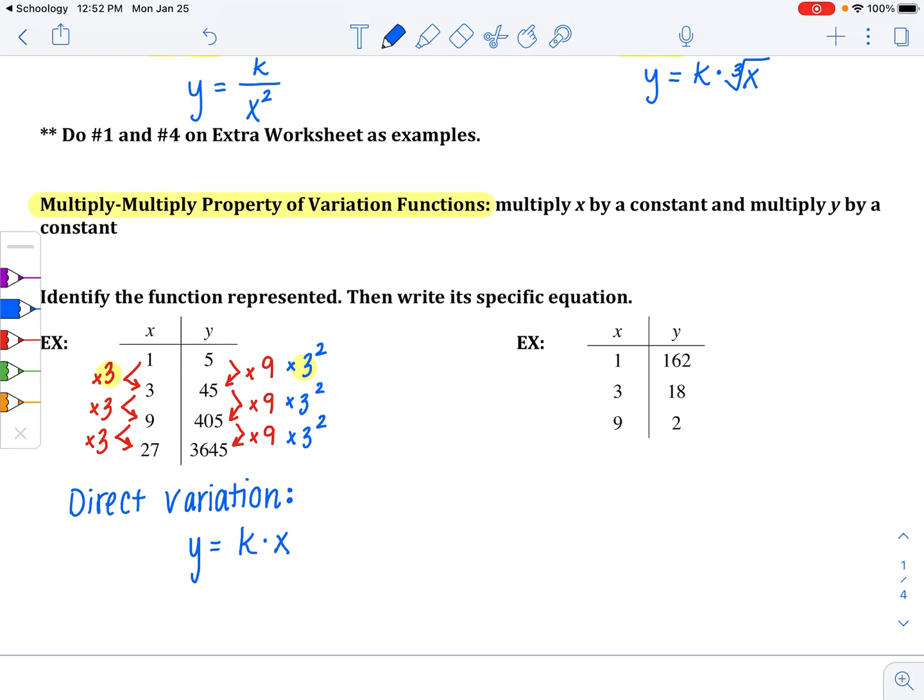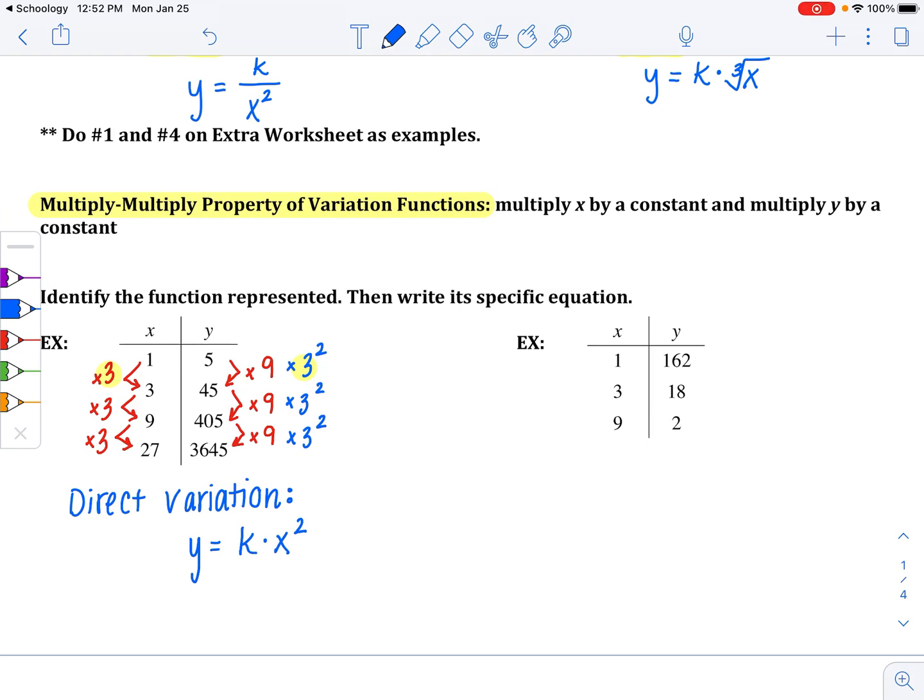Well, we know that power now. We just found it as being 2. So x squared. So this is a direct variation. Y varies directly with x squared. That is the general equation.